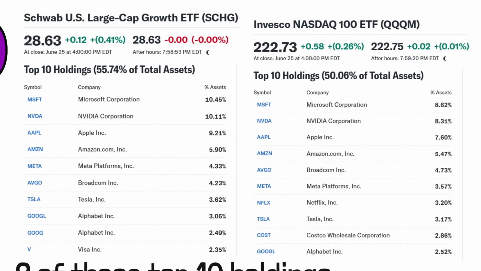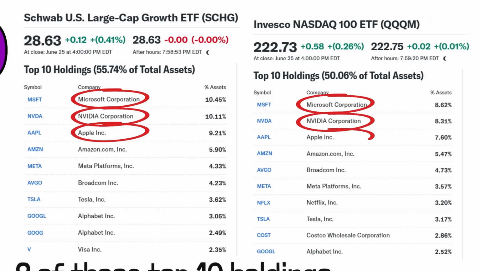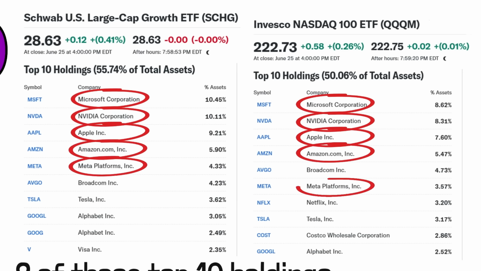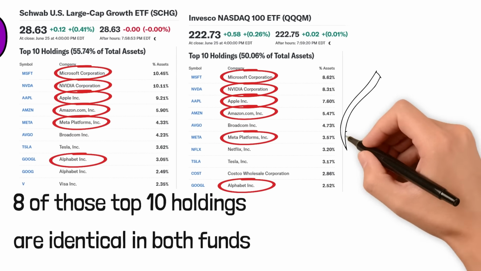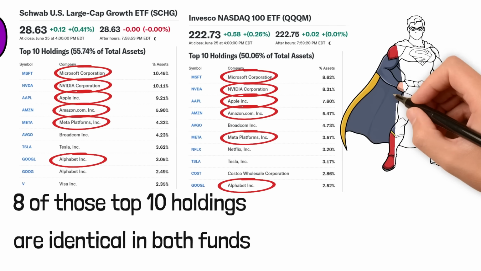Both ETFs are utterly dominated by the same mega-cap technology giants. Microsoft, Nvidia, Apple, Amazon, Meta, and Alphabet make up the core of both funds. These are the titans that have driven the market for the last decade.